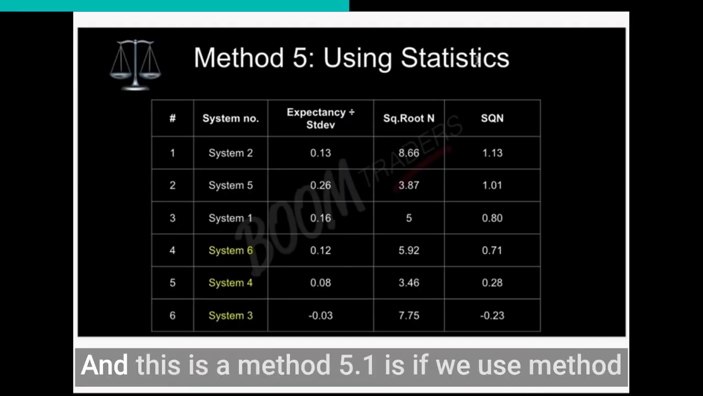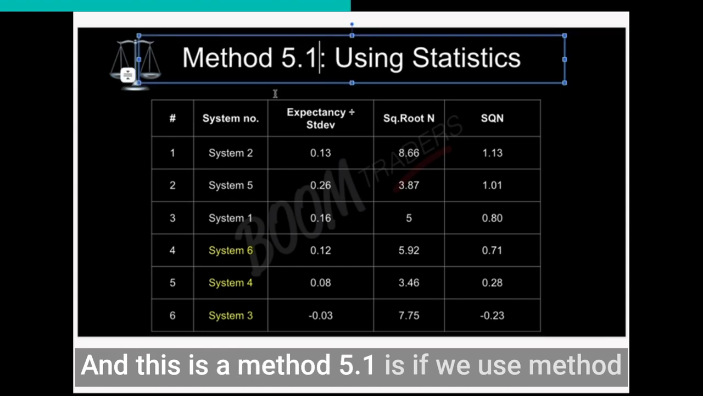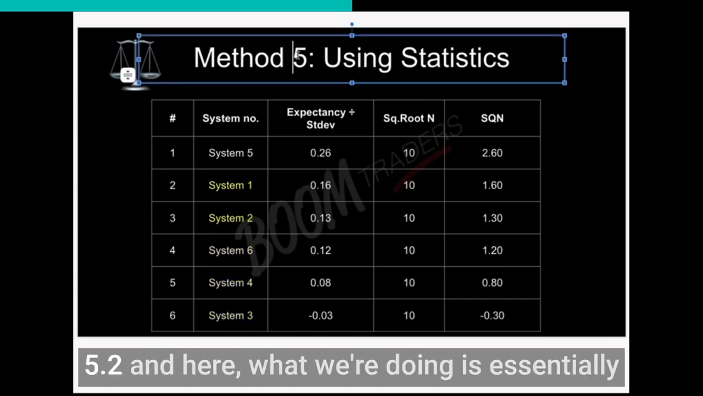Another way that you can use, and this is method 5.1, is if we use method 5.2.